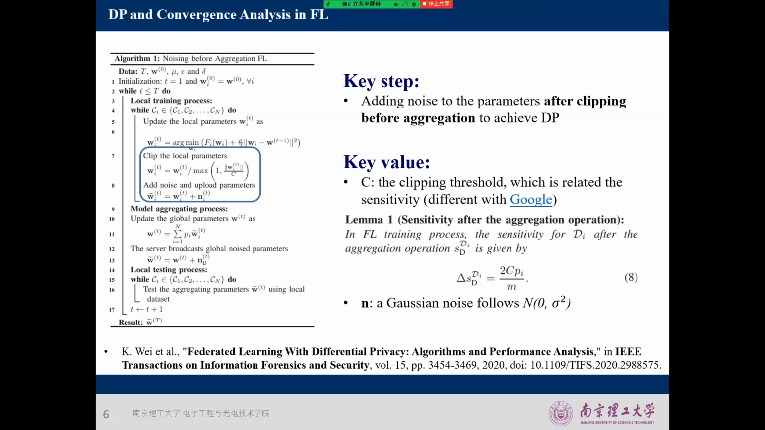And there is the key value: C is the clipping threshold, which is used to measure the sensitivity. We then give an expression for the sensitivity, which is related to the clipping threshold C and the batch size M. Actually, in Google's paper published in 2016 on differential privacy with deep learning, they assume that the sensitivity is 1, but in our paper, we think it should have some relationship with the batch size.